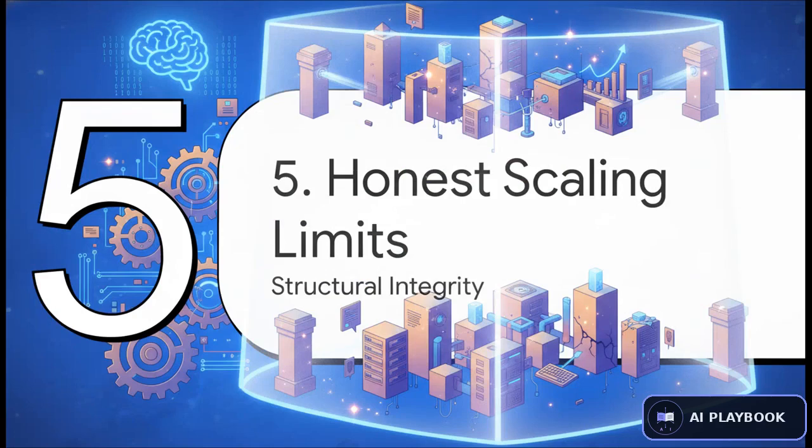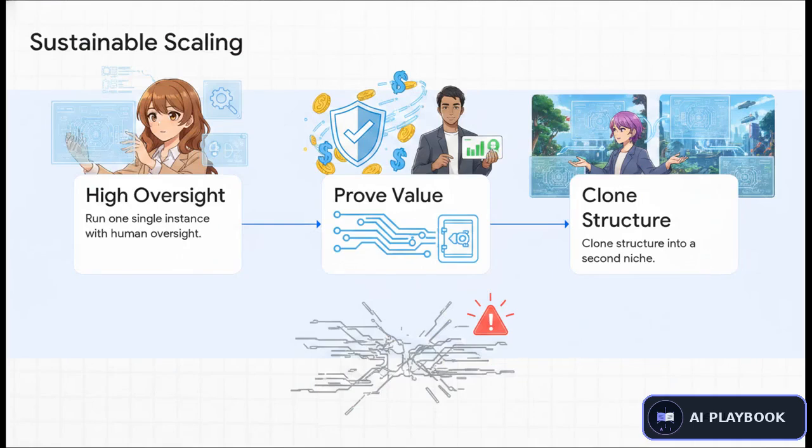Section 5. Honest scaling limits, structural integrity. All right, let's talk about the sustainable order of operations for scaling this up. Step 1, run one single instance of your engine really well with high human oversight. I'm talking about checking the quality gate yourself every single day. Step 2, prove the model's value. Make sure people are actually paying for it and that the system is stable. Step 3, only then do you clone that structure into a second niche. Do not, under any circumstances, try to run 5 unsupervised instances right out of the gate.